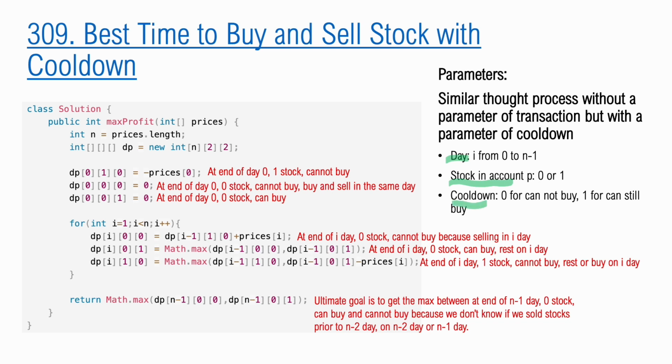0 for can't buy and 1 for can still buy. And then this is a bottom-up approach written in Java. And these are the base cases. At the end of day 0, you have one stock. So DP[0][0][0] is at the end of day 0, you have 0 stock, and you can't buy.